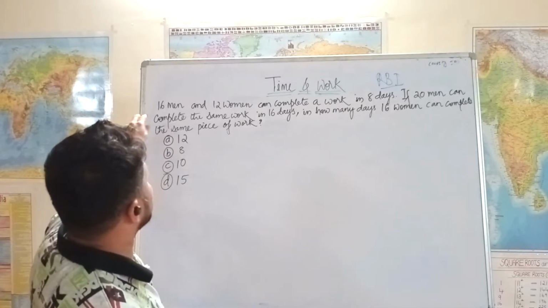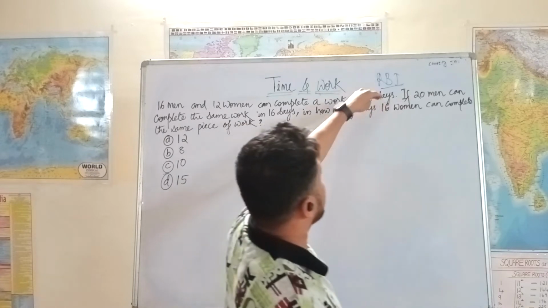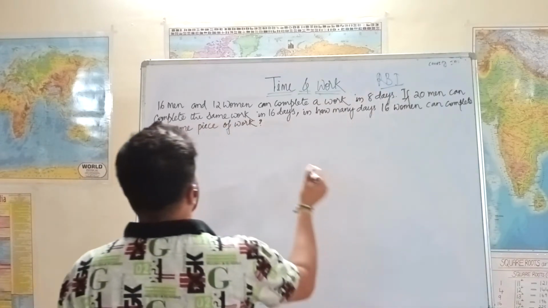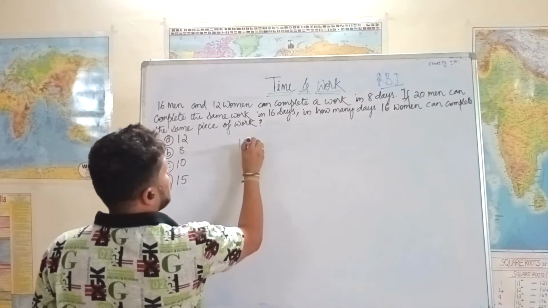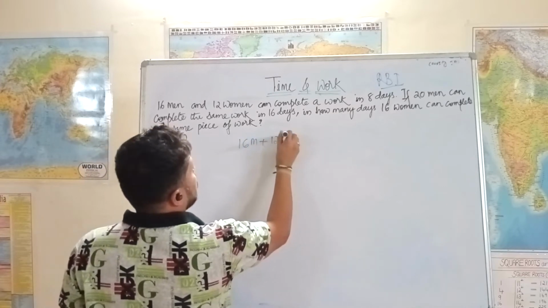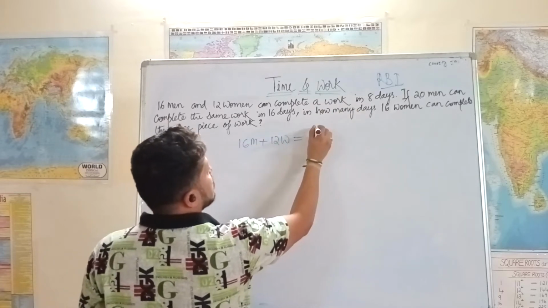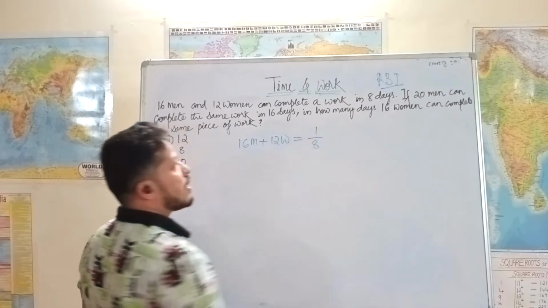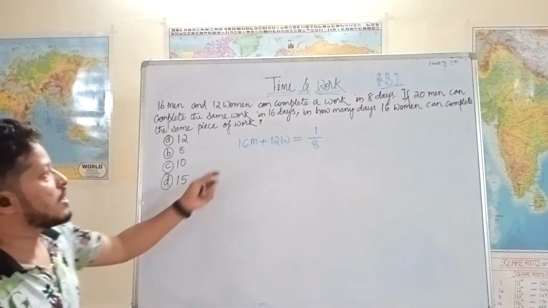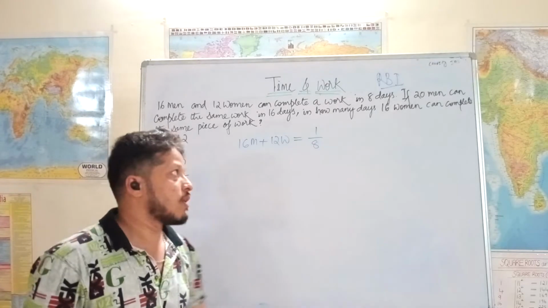So now, 16 men and 12 women together can complete the work in 8 days. So together their efficiency will be what? 1 by 8, correct? Because in 8 days they complete the complete work. So in 1 day they complete 1/8 of the work.